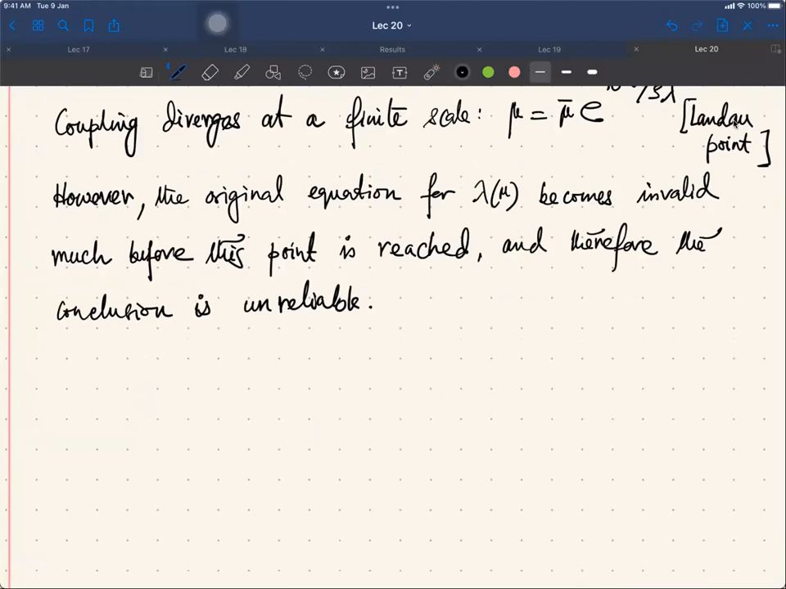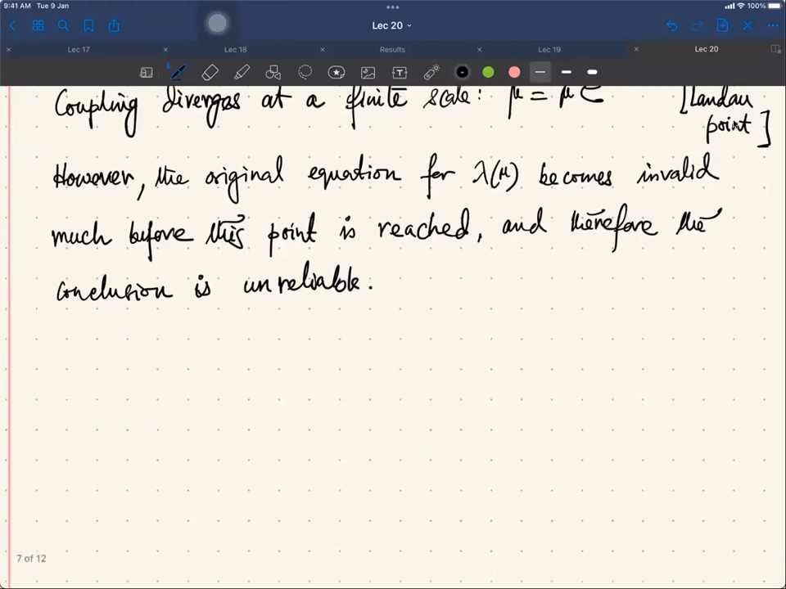Having said that, it is still a possibility that after incorporating higher order contributions, it is found that the coupling grows monotonically and the perturbation theory breaks down at some point. It's just that we cannot make a definite statement. Otherwise, in principle, it is a possibility.